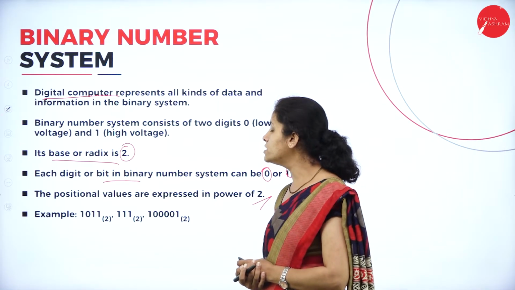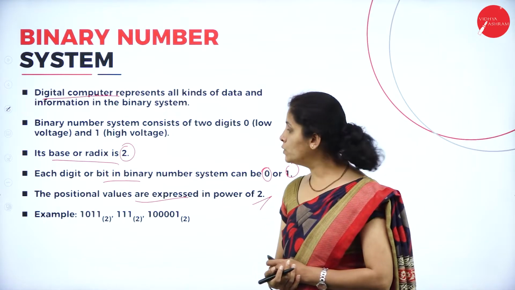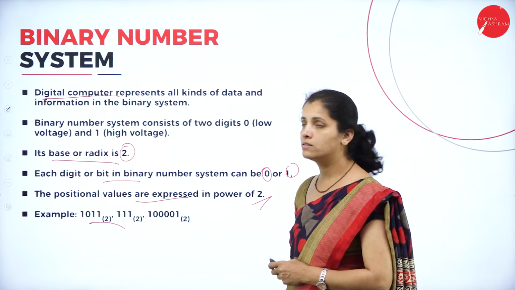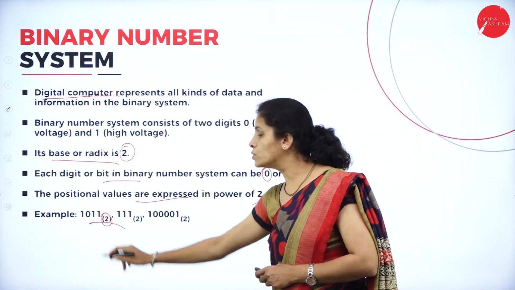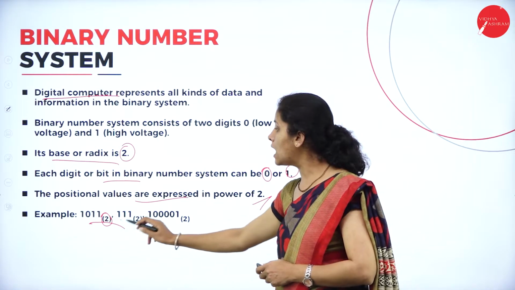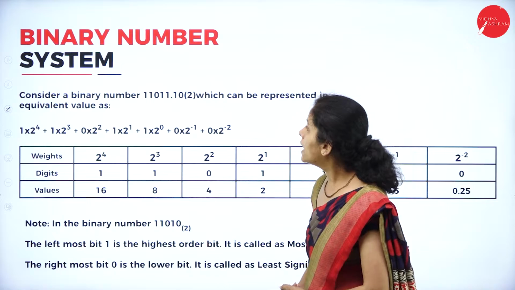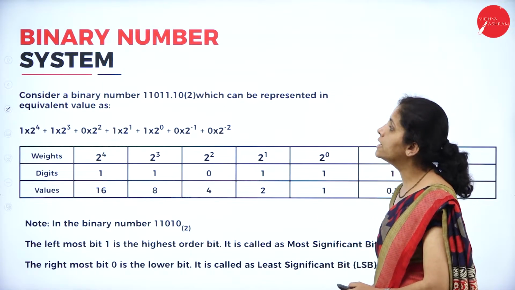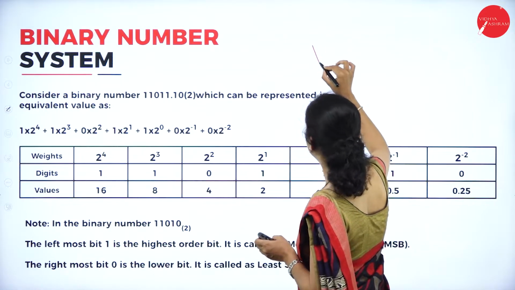So the position values are expressed in power of 2. This is the example for binary number system, that is 1011 base 2. These are the binary numbers. Now consider the example here, which can be represented as an equivalent value.